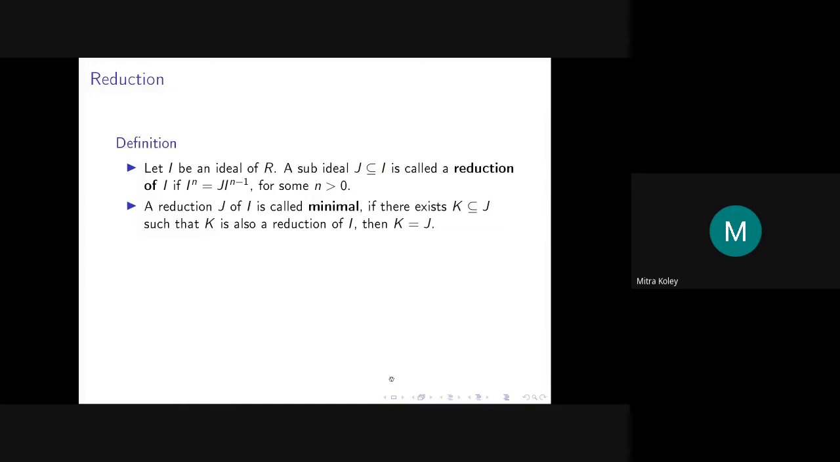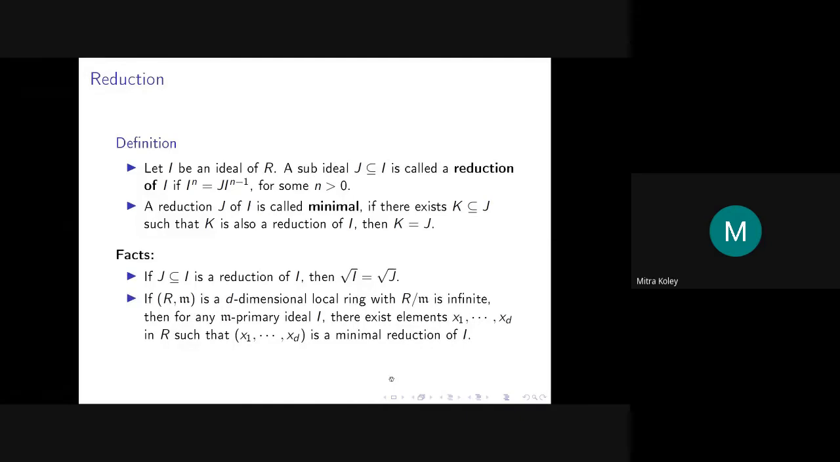Now I will just recall the definition of reduction. Let I be an ideal of R. A subideal J is called a reduction of I if I^n equals J I^(n-1) for some positive n. A reduction is called minimal if whenever there exists a subideal K such that K is also a reduction, then K has to be J.